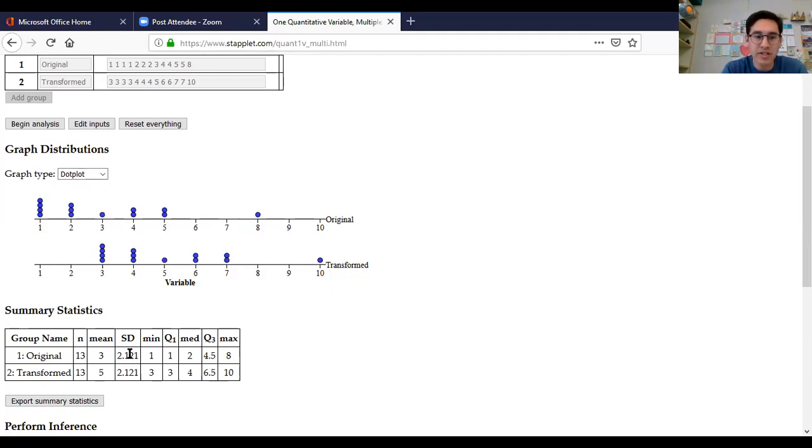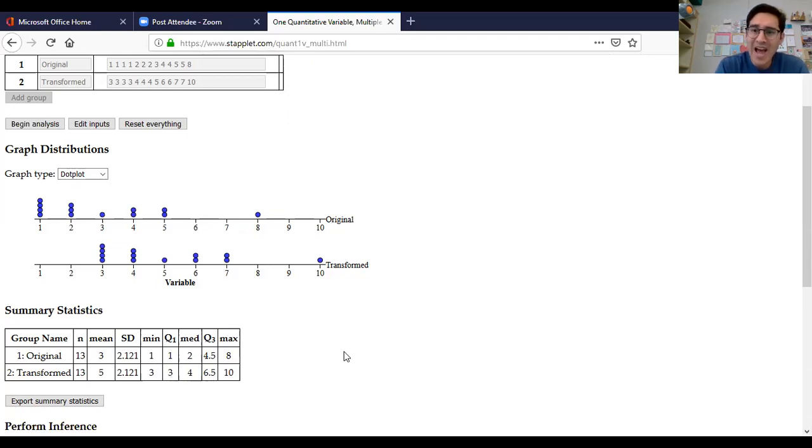The standard deviation is the exact same. The range is the same: 8 minus 1 is a range of 7, and 10 minus 3 is a range of 7. The IQR stays the same: 4.5 minus 1 is an IQR of 3.5, and 6.5 minus 3 is the same IQR.